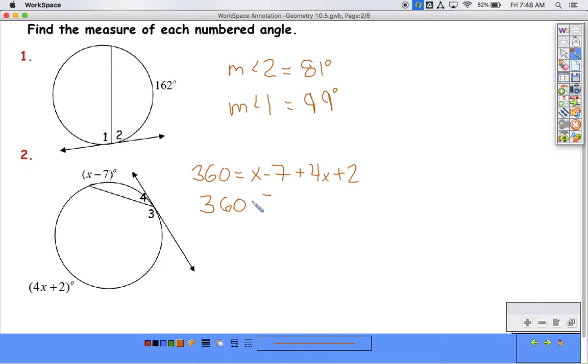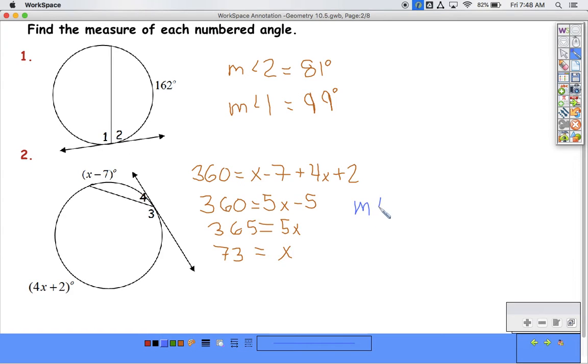See, that would be 5x, and we get minus 5. Add 5 to get 365. And then divide by 5, and that would be 73. So that's x. Now we got to find the measure of our two angles.